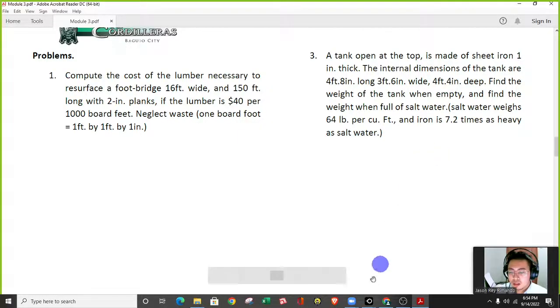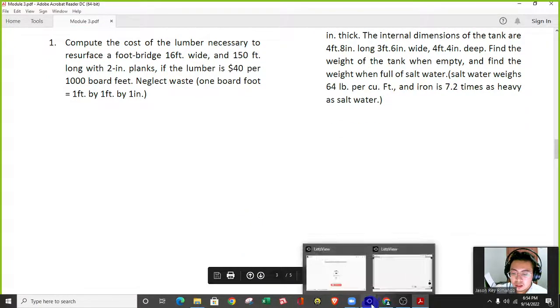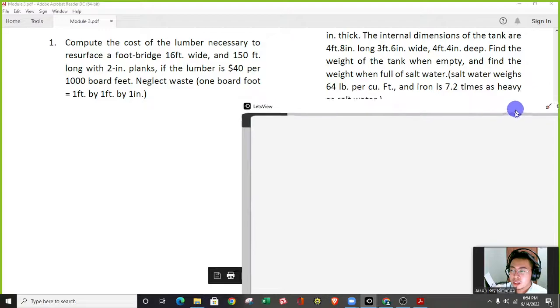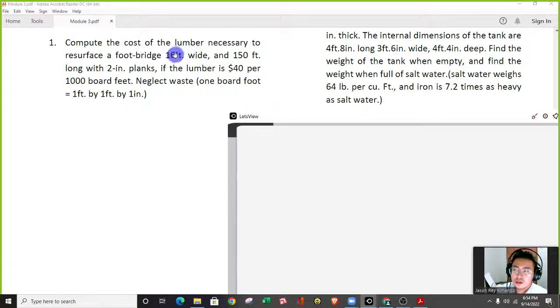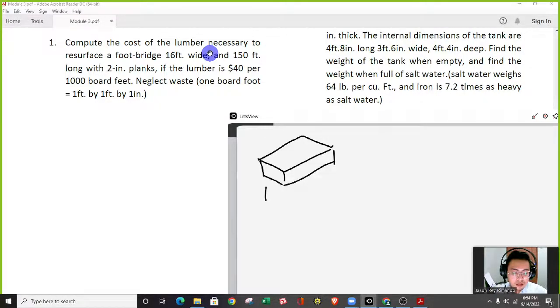Okay? Simple lang to. We compute your total volume dito. Yung footbridge. Ano yung total volume of footbridge? You have 16 feet by 150 feet. Then your height is 2 inch.